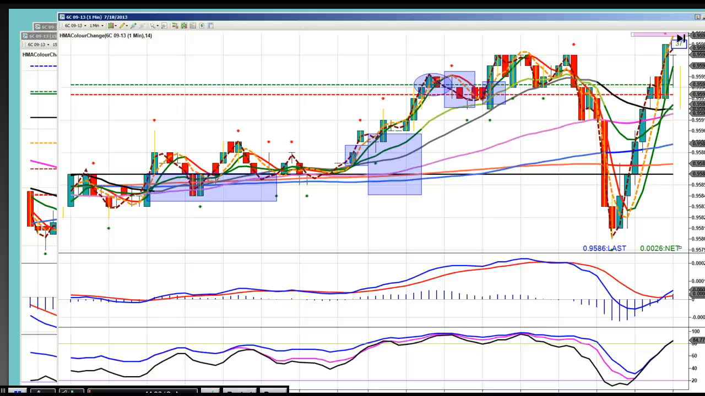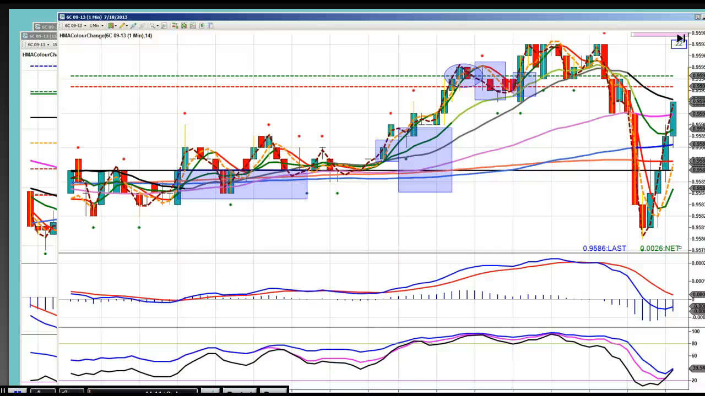Now, a lot of people get confused about the two-tick rule. Again, when we talk about the touching candle on the 13 EMA, let's talk about this for a second here.